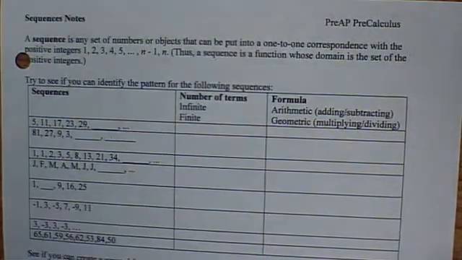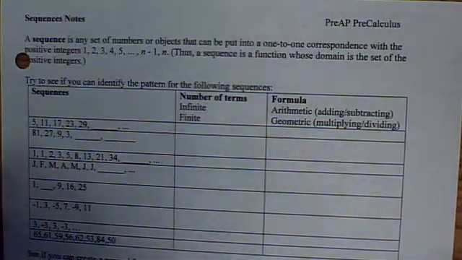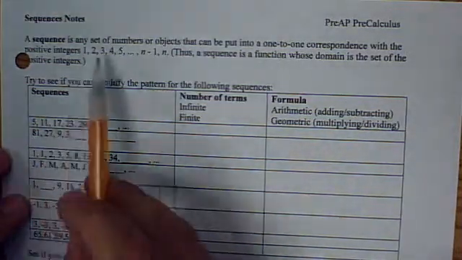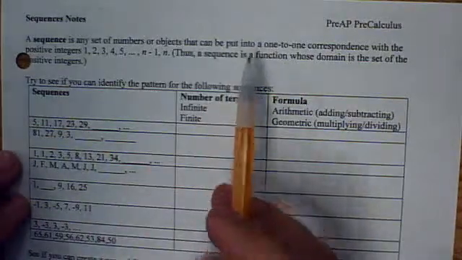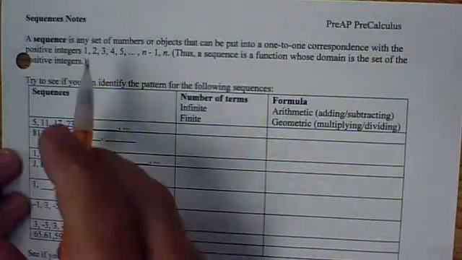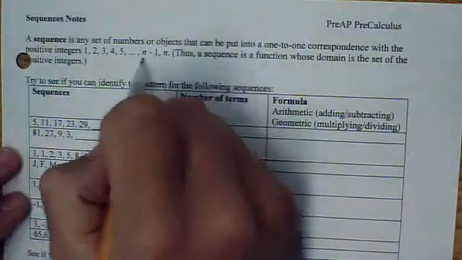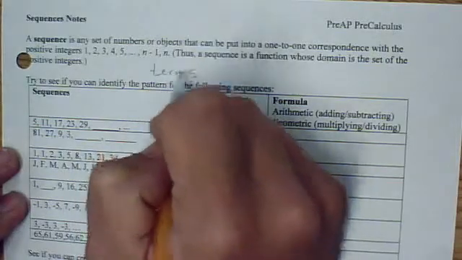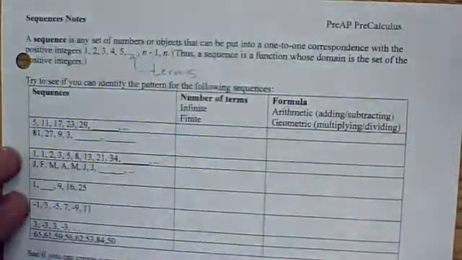Hey guys, today we are starting sequences, and then we'll move on to series in a couple of days. A sequence is any set of numbers or objects that can be put into a one-to-one correspondence with the positive integers 1, 2, 3, 4, 5, n minus 1, n. These are terms of the numbers used in a sequence.